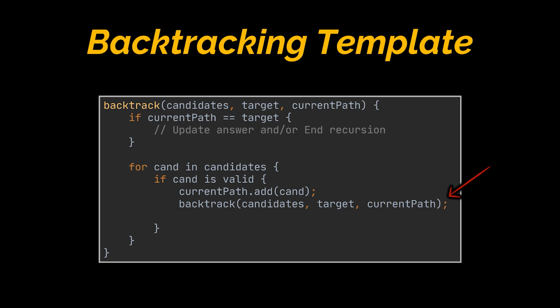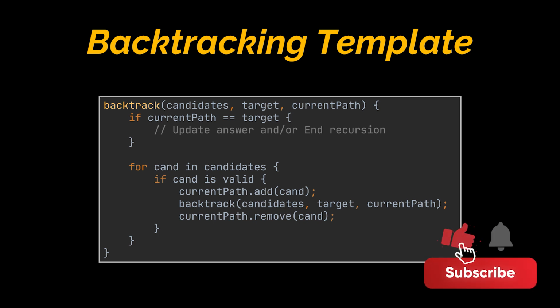If that inner call returns without having found the answer we are looking for, then what we need to do is remove that candidate from our potential answer. In other terms, we need to backtrack to its parent. And that's it. This template will help you solve most of the backtracking questions you'll encounter.